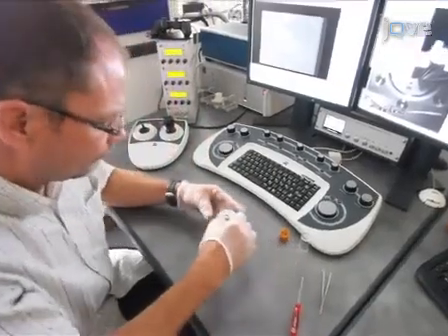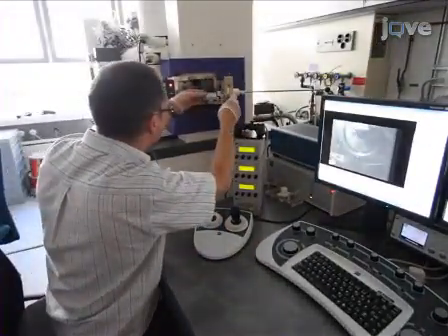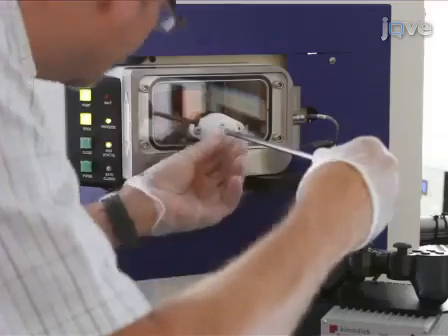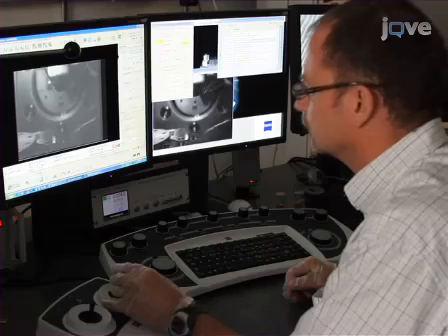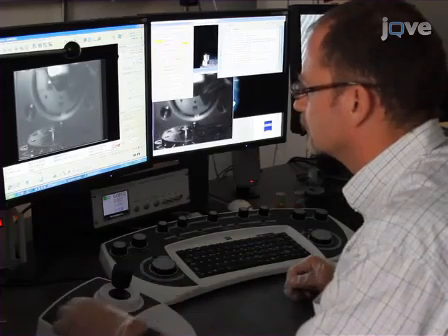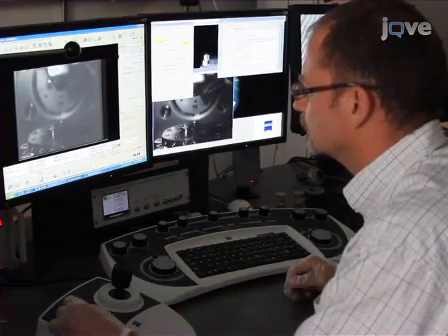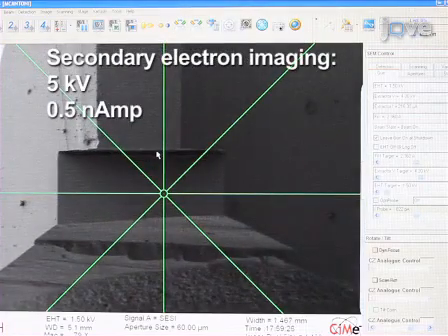The resin-embedded tissue block is now ready to be imaged in the focused ion beam scanning electron microscope. Insert the sample and its holder into the microscope. At low magnification and using secondary electron imaging, orient the block so that the region of interest and the side of the block to be imaged are facing the operator.